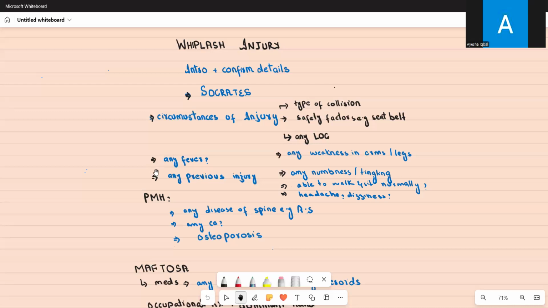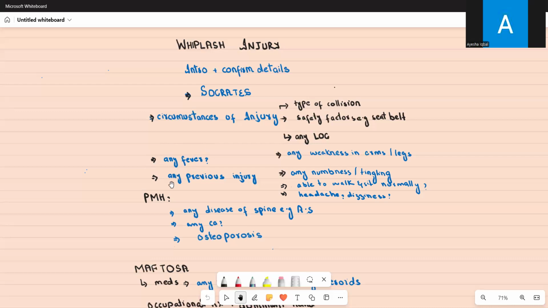So you should ask about any fever at all, and any headache at all. Now, headache can also happen with whiplash injury, but if the patient is having a fever and a headache and a neck pain, then of course you need to do investigations to rule out meningitis as well. So any fever and any headache, this is a must question. In this case, it's a red flag question.